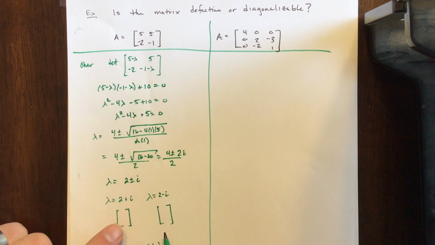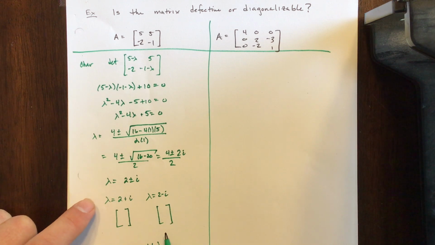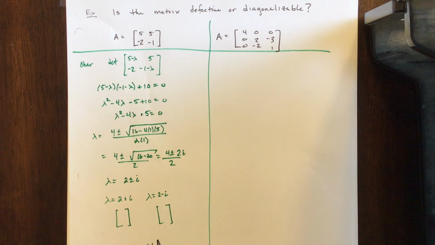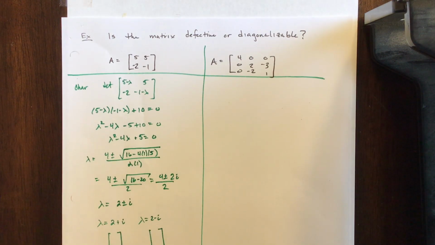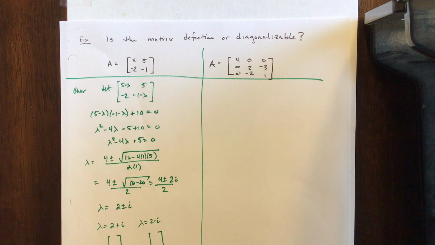I don't need to actually find what these eigenvectors are. I know that these two eigenvalues will have one associated with each, and so that forms a complete set for this 2 by 2 matrix. Now let's look at the 3 by 3.